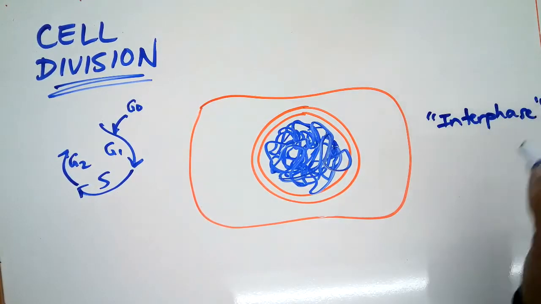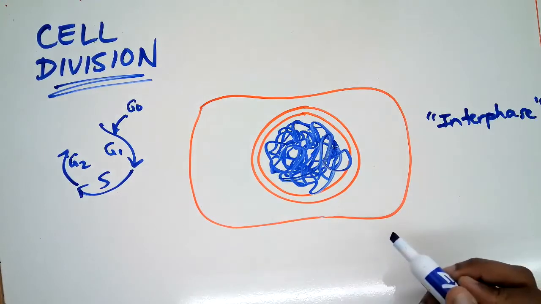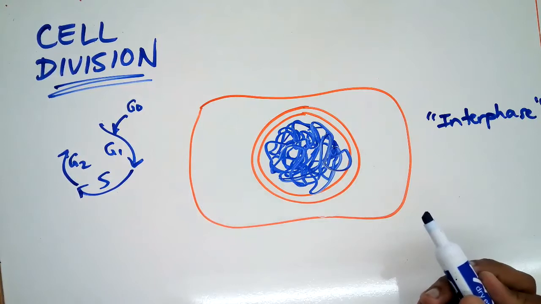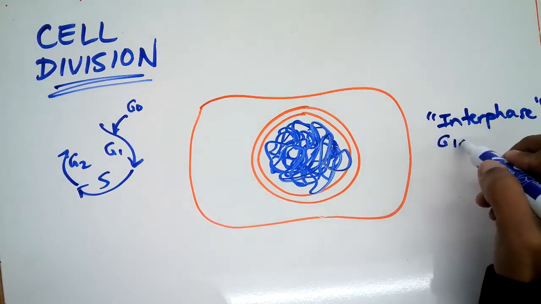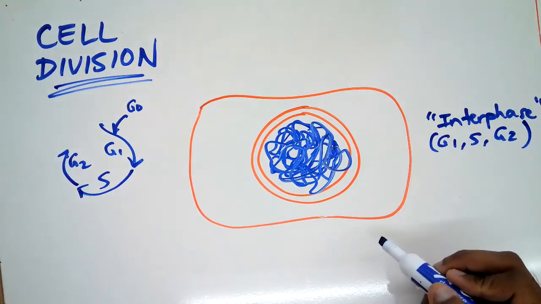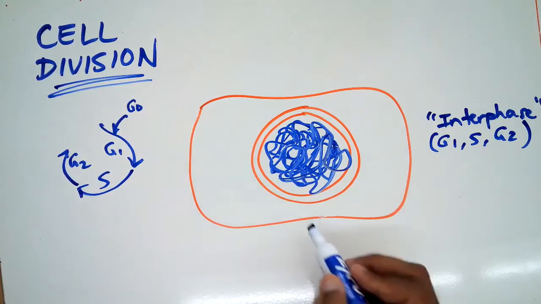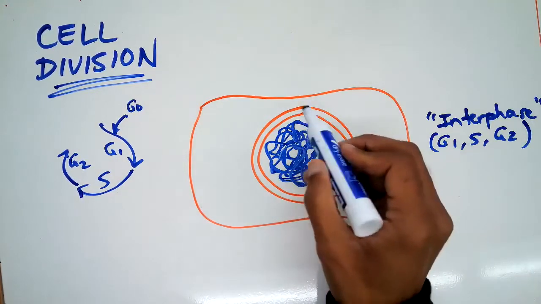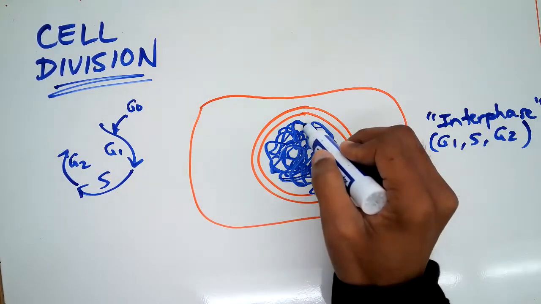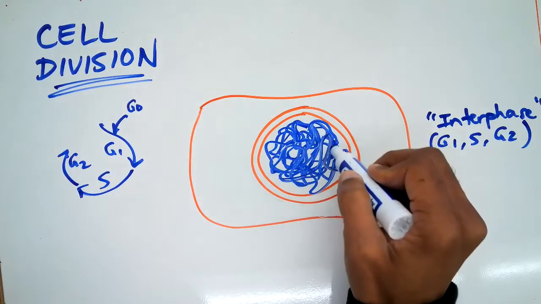Again, it's an old term. It's an archaic term for the fact that, well, it doesn't look like much is going on. And so it incorporates G1, S, and G2 phases, virtually indistinguishable under a microscope. Stuff is obviously happening, though, right? Each one of these chromosomes during S phase gets a copy of it made. And so for each of these lines, there should be another one right next to it.